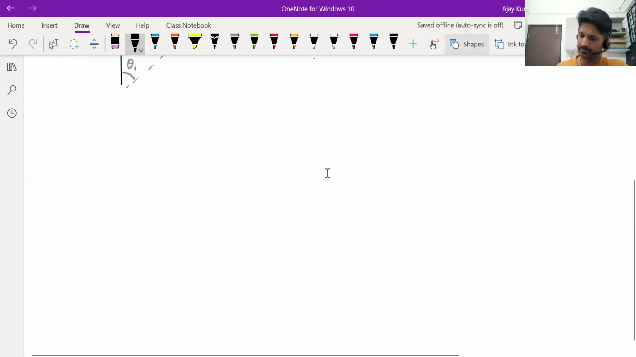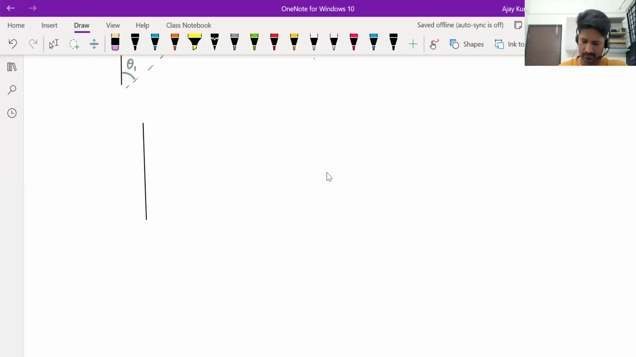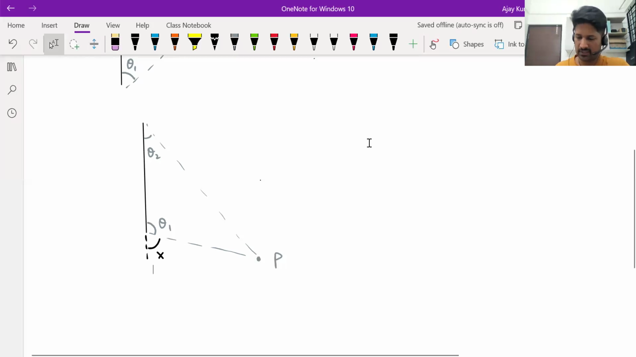Another case. Let's say this is the wire and you are asked to calculate the magnetic field at this point. Again, imagine connecting the point to the ends of the wire. You will have to take this angle and this angle. You should not consider this angle, because that will be an external angle to this triangle. You have to take the internal angles, right? Because the derivation is based on that.